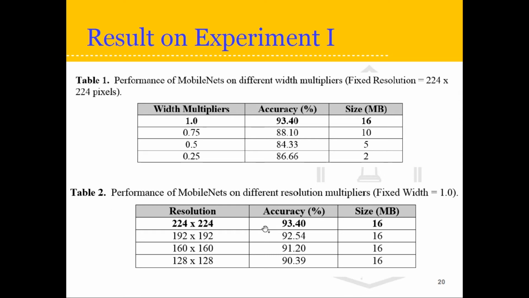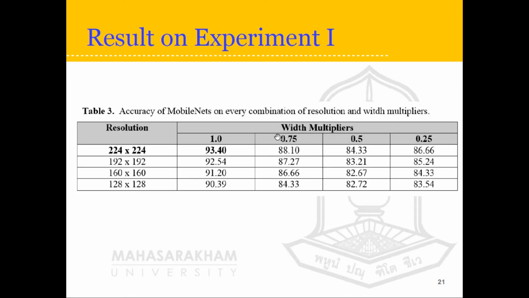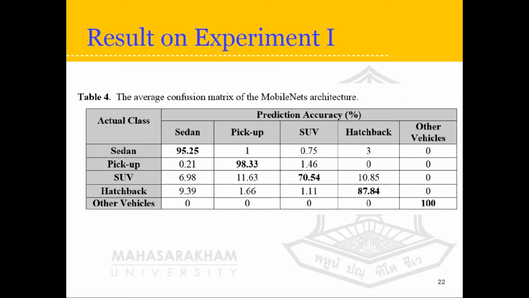We also ran the experiment on every combination of the resolution and the width multiplier. We still found that the 1.0 width and 224 resolution is the best match for our VT81 dataset. Table 4 shows the confusion matrix of MobileNet prediction on our VT81 dataset.